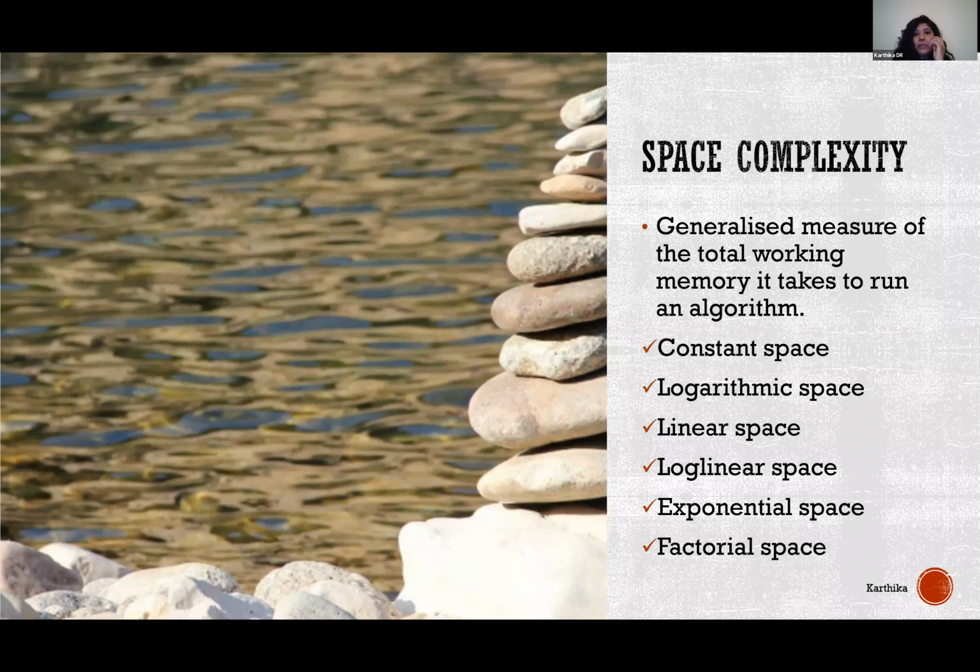Similar to logarithmic time complexity, logarithmic space complexity: if there are n elements and we always need only part of the n element space in memory, then we'll represent the space complexity as O of log n. So log, linear space, exponential space, factorial space, everything instead of time, we are going to consider how much memory it's going to occupy. That's the difference between time complexity and space complexity. But representation wise, both are going to be the same.